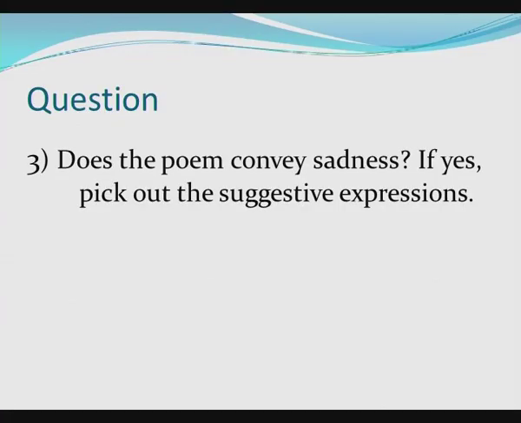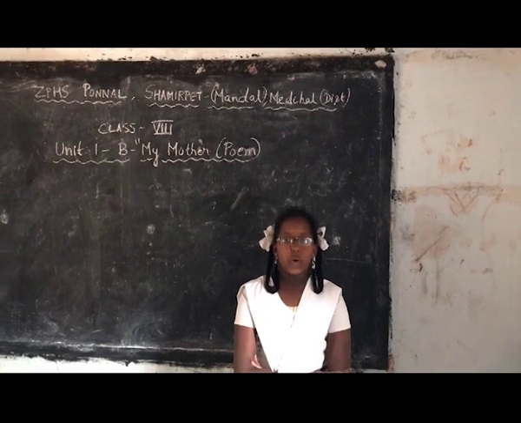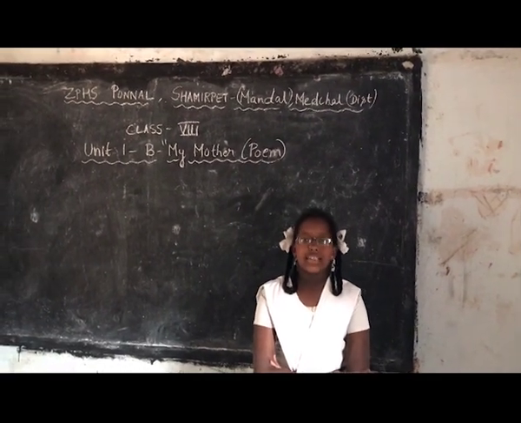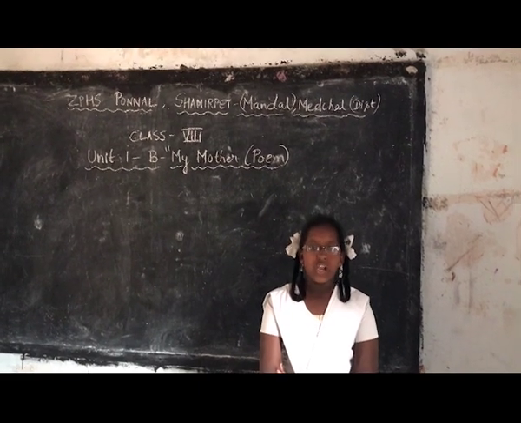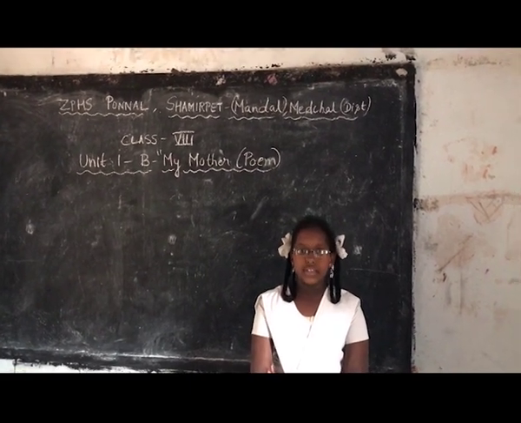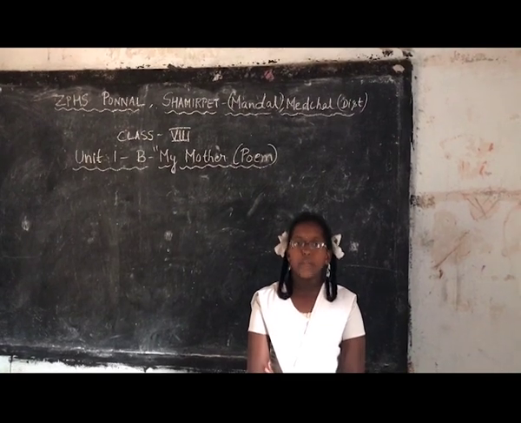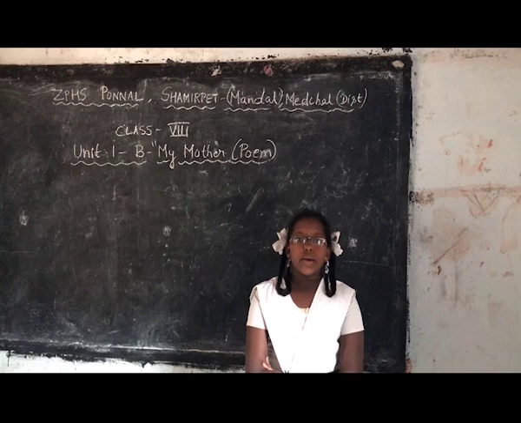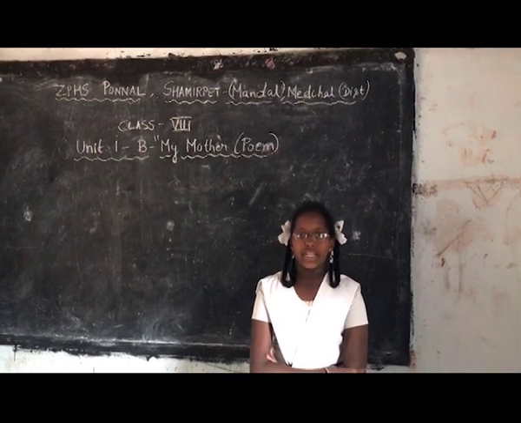Now, next question. Does the poem convey sadness? If yes, pick out the suggestive expressions. Now, children, let us look at the video of a student answering the question. Yes, the poem conveys sadness. The suggestive expressions are, I cannot remember my mother. In last 2 lines of the poem, mother's gaze spread all over the sky.